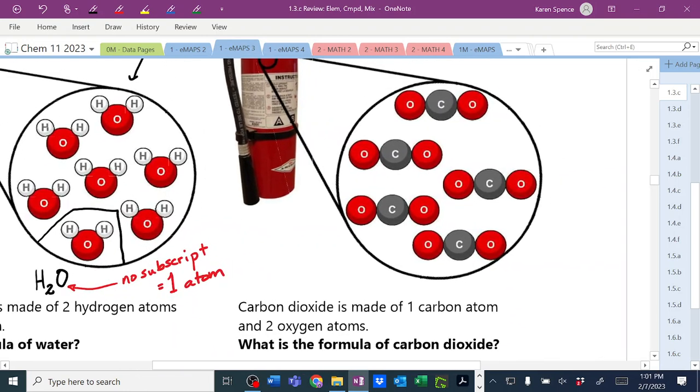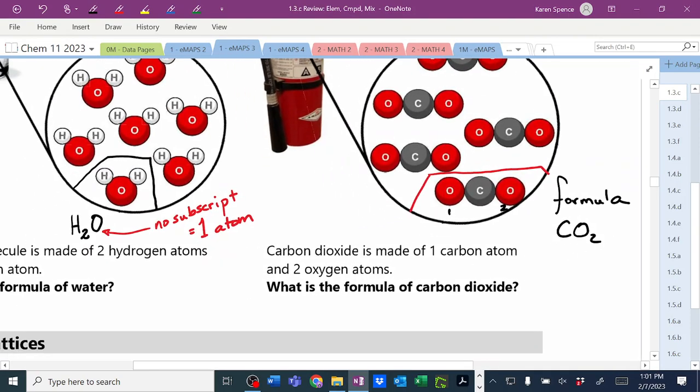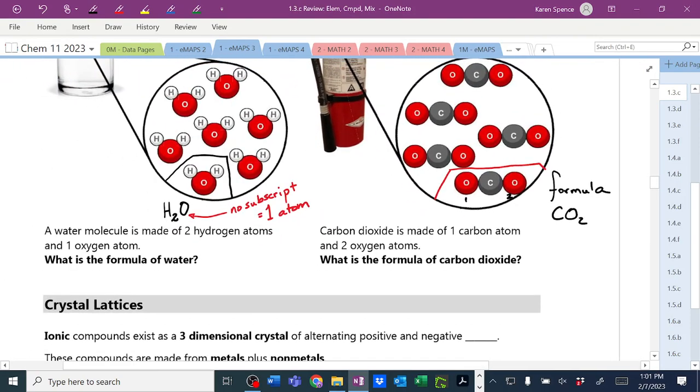Carbon dioxide, again, you can look at the molecule and you can say, what would I write for the formula for carbon dioxide? CO2, we have one carbon, so we don't put a subscript with it because if there's no subscript, it's just one. And then we have O2 because there are 1, 2 oxygens. Okay? So I've written it in the wrong place again. I have a tendency to do that. H2O, CO2. Nice.